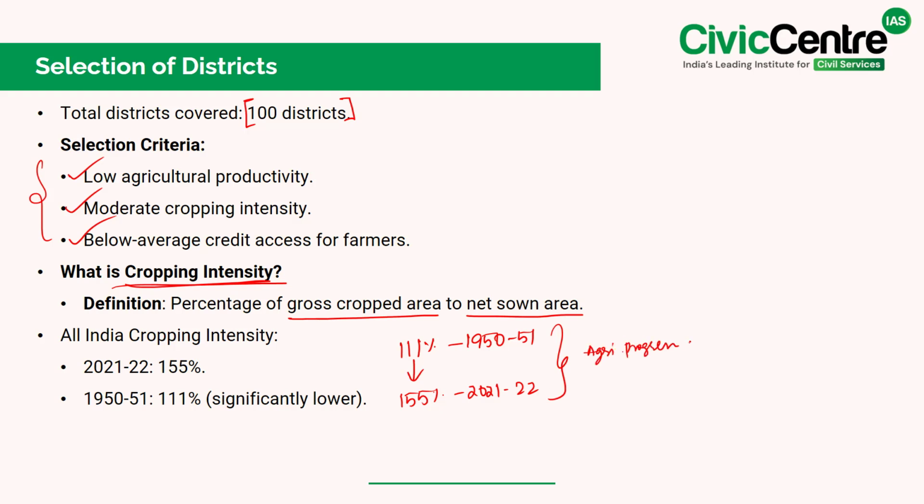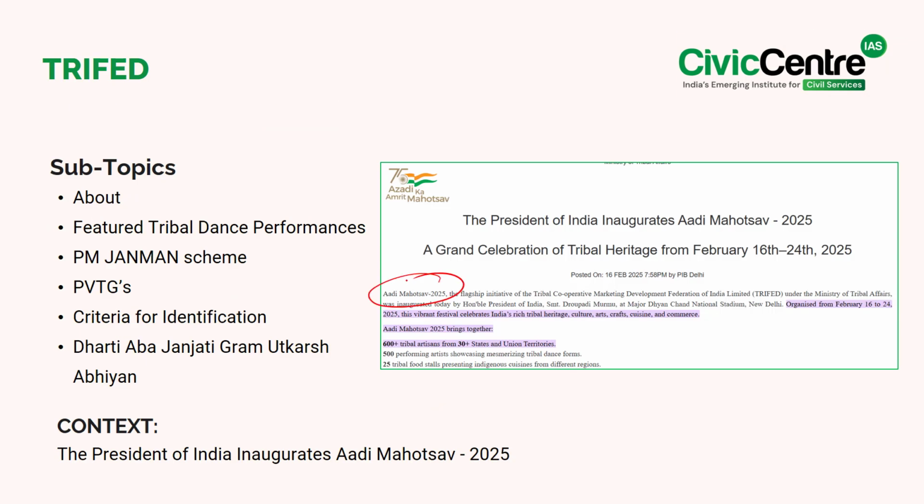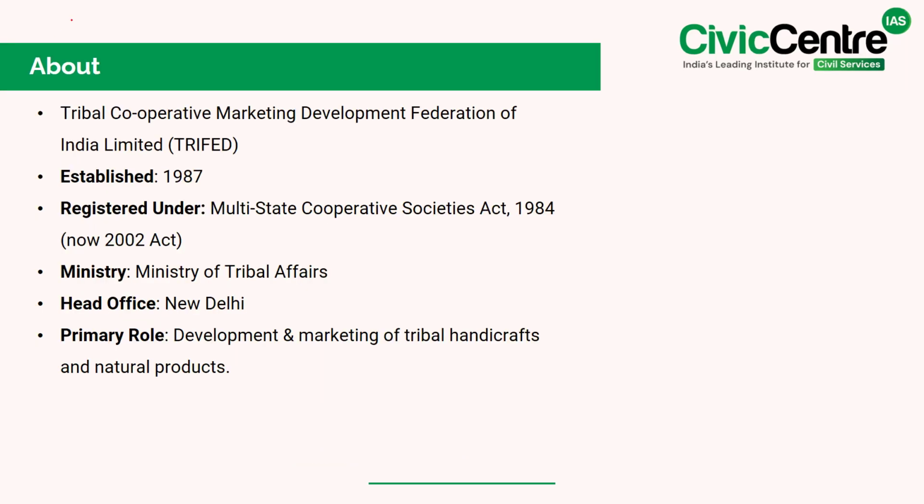Now, moving to the next article, it says that Adi Mahotsav 2025, the flagship initiative of the Tribal Cooperative Marketing Development Federation of India Limited, that is in short the TRIFED, under the Ministry of Tribal Affairs, was inaugurated today by the Honorable President of India, Srimati Draupadi Murmu, at Major Dhyan Chand National Stadium, New Delhi. Organized from February 16 to 24, 2025, this vibrant festival celebrates India's rich tribal heritage, culture, art, crafts, cuisine, and commerce. Now, in this context, let's talk about the TRIFED and also look at the key developments.